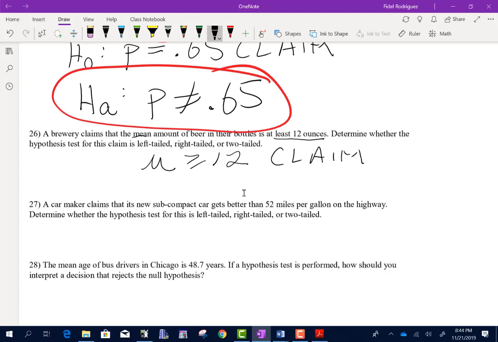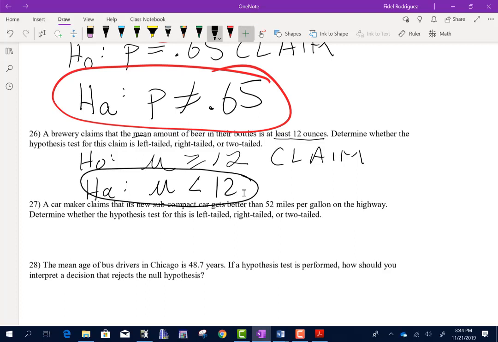Is that my H0 or my HA? That's our H0, right? So then wouldn't our HA be that mu is less than 12? Okay, so guys, Rafael says we're going to look at our HA. Left tail, right tail, two tail test. Left tail test, boom. Why left? Because it's going to the left.